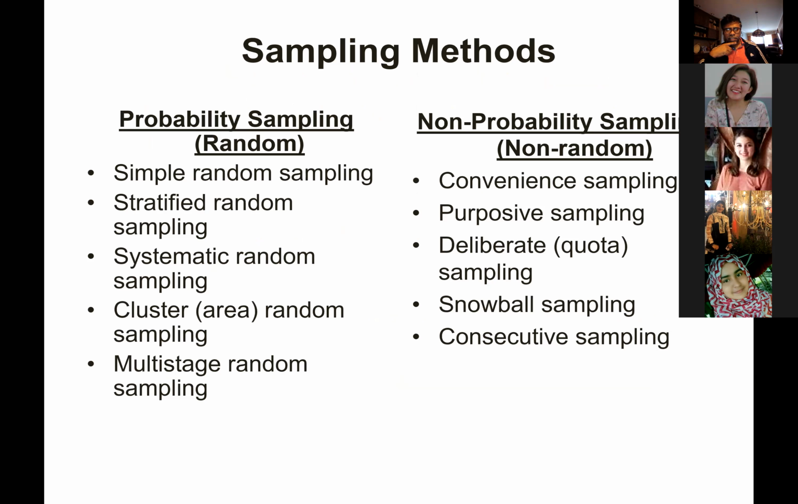In the probability side, you will see there are still various types: simple random sampling, stratified random sampling, systematic random sampling, cluster random sampling, multi-stage random sampling. All are random, but there are still variations, right? Non-probability sampling also has various types: convenience sampling, purposive sampling, quota sampling, snowball sampling, consecutive sampling. Have you heard of all these different kinds of sampling names?